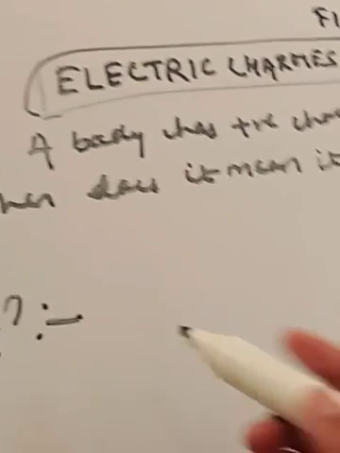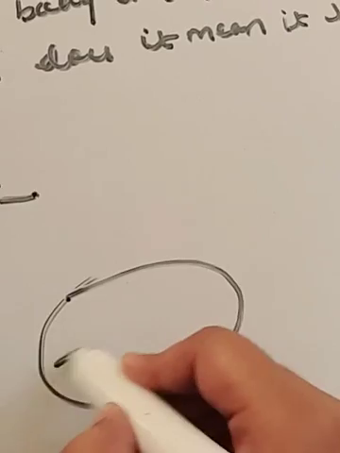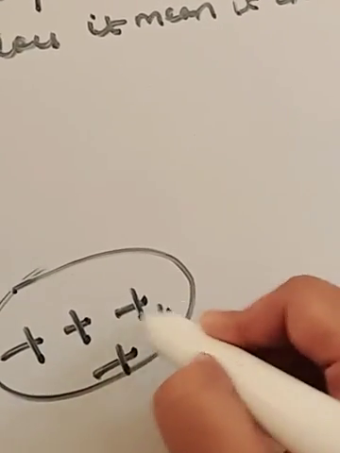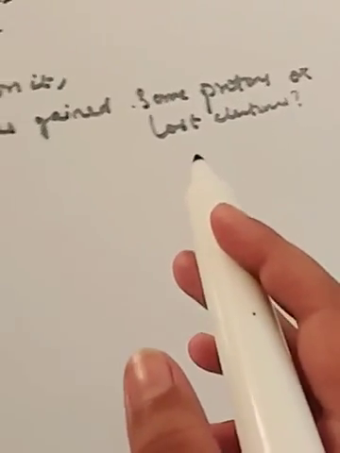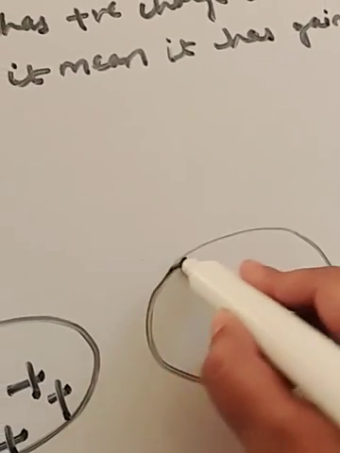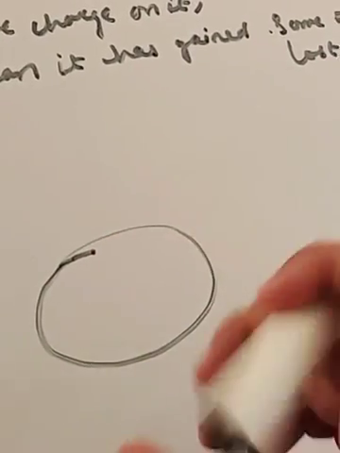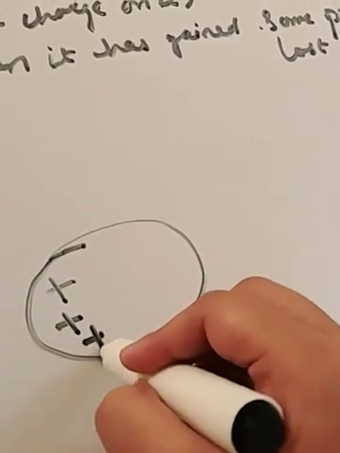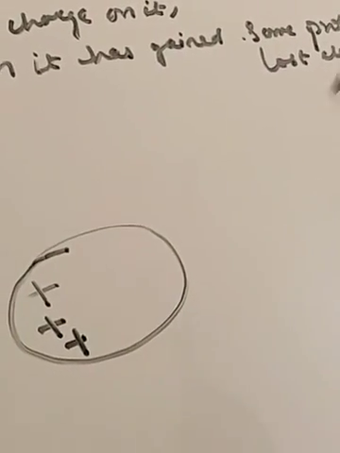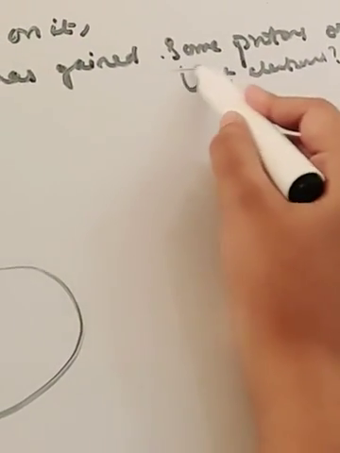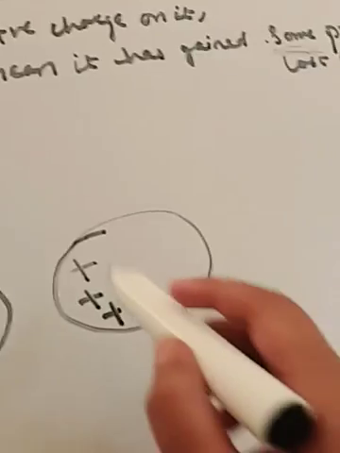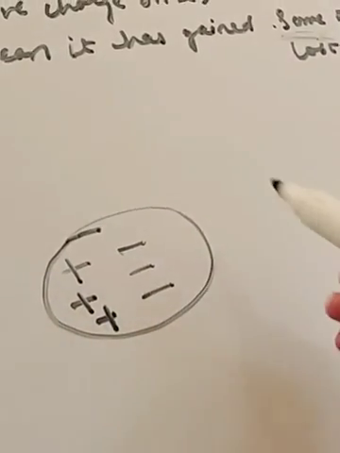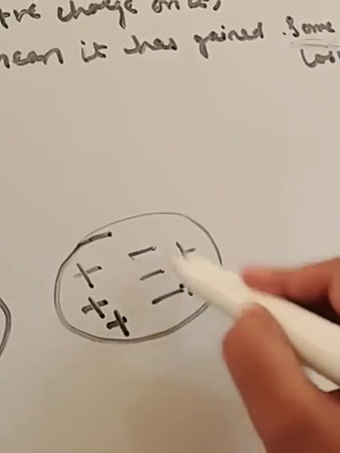So now let's do it. If a body is positively charged, with positive charge distributed throughout it, does it mean it has gained some protons or lost some electrons? Let's see what happens if we have gained some protons. Gained some protons means acquired some protons. Positive charge means gained some protons. The word 'some' is here. Some means that we have gained some protons, and there are also some electrons. Okay, some protons, some electrons.